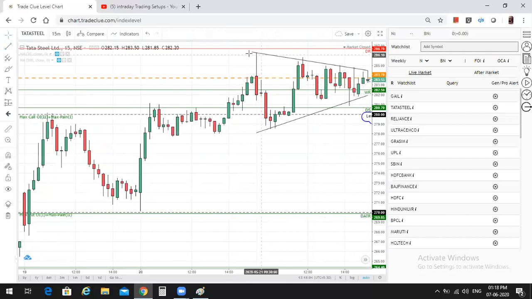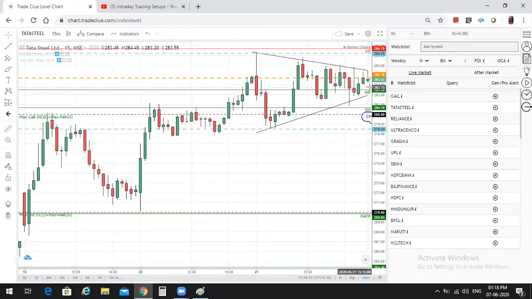This is your yesterday's high. So let me make a line over here. This is your yesterday's low. Let me make a line over here, and this is your yesterday's close. Now, more importantly, we know DS is over here. Max call, put OI, max pain levels are also over here. So this will also act like good support if the price comes down.